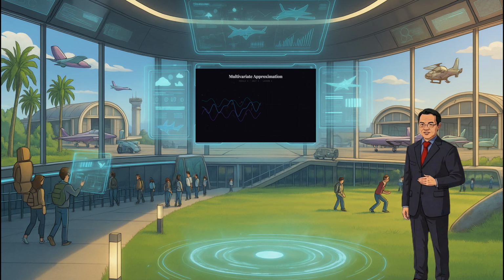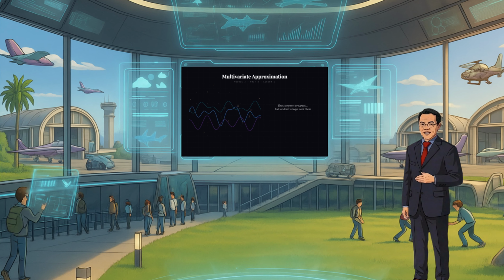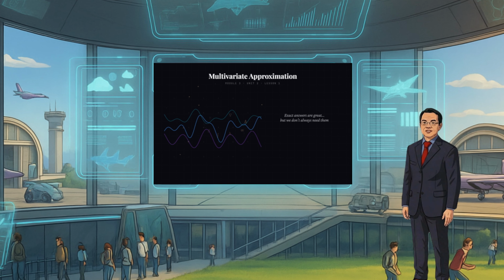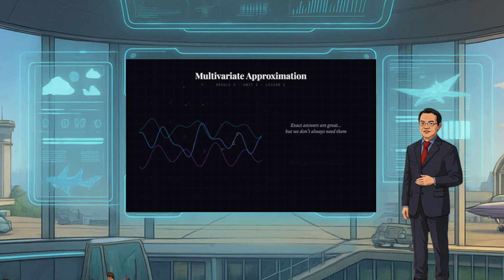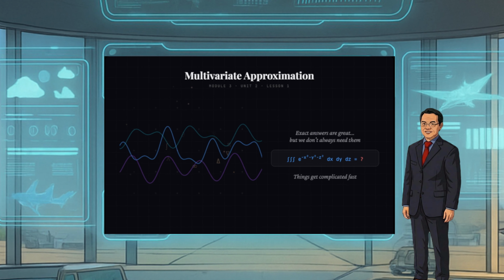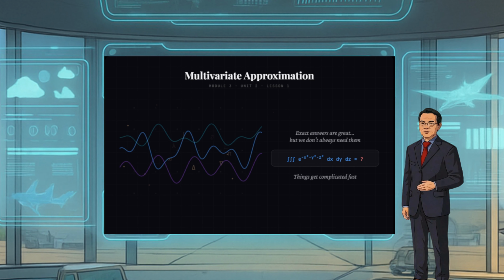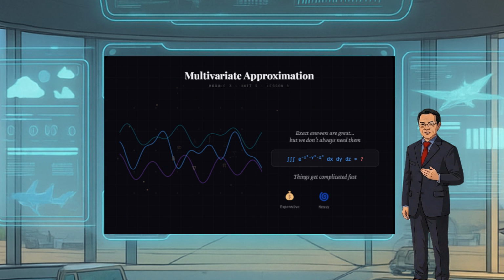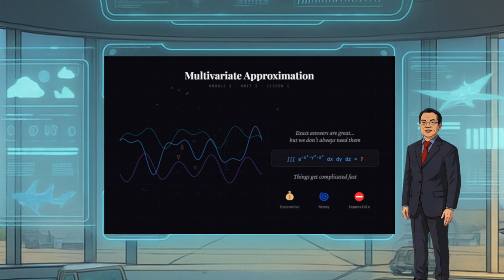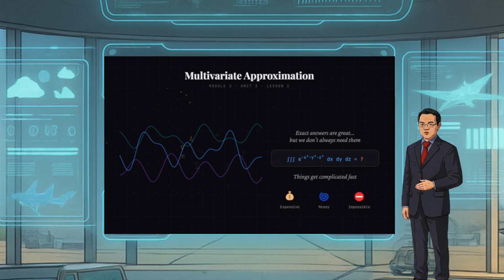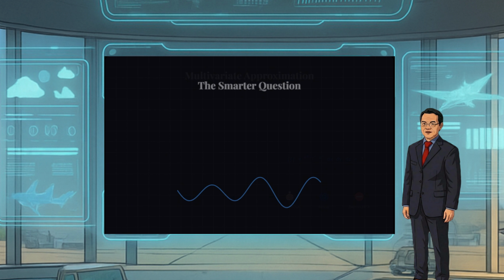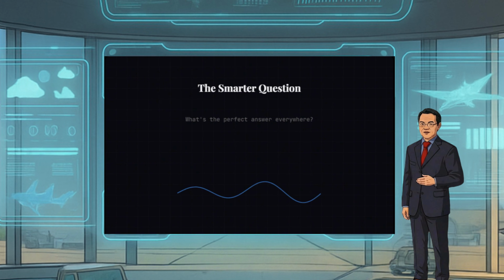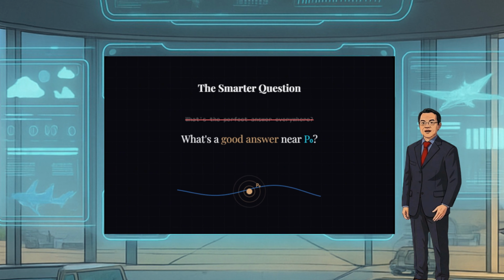All right, let's start with something honest. Exact answers are great, but we don't always need them. In real math, science, and engineering, things get complicated fast, and computing an exact value can be expensive, messy, or sometimes not even possible in a clean algebraic way. So instead of asking, what's the perfect answer everywhere, we ask a smarter question. What's a really good answer near the point I care about?